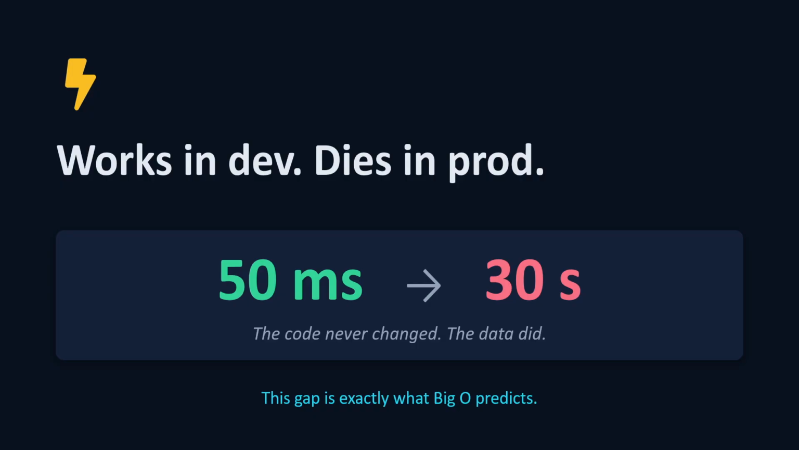You ship a feature. In testing it flies. 50 milliseconds. 2 months later the same endpoint takes 30 seconds and your on-call phone is ringing. You didn't change a line of code. You just got more data. That gap between works on my machine and dies in production is exactly what Big O predicts. And today we'll learn to spot it before it pages you.